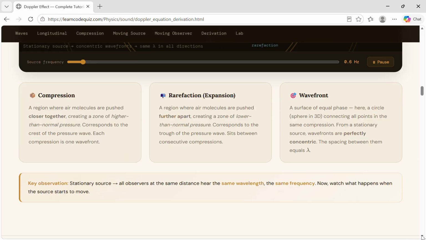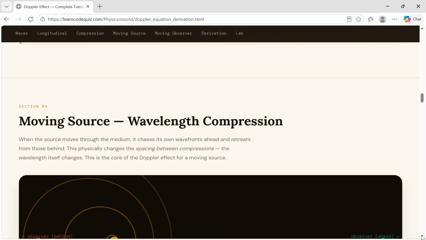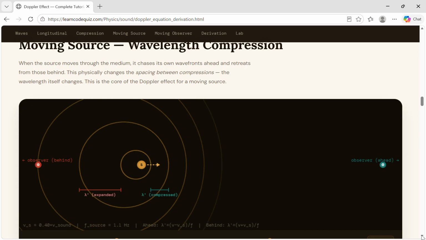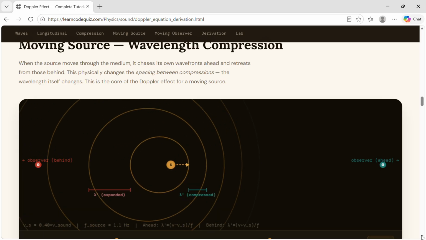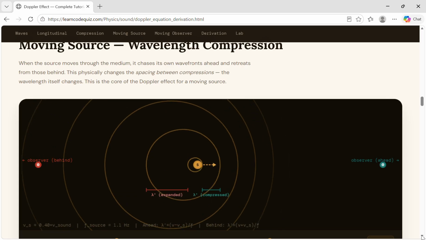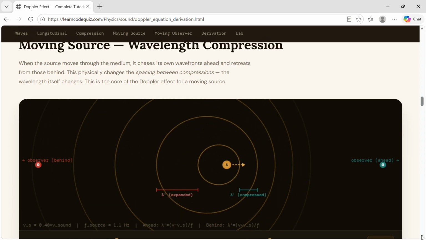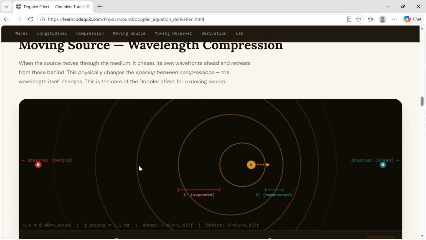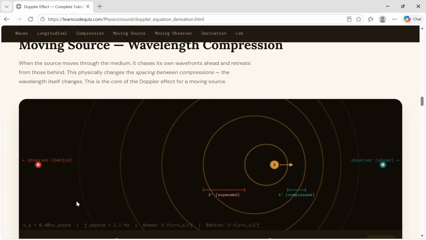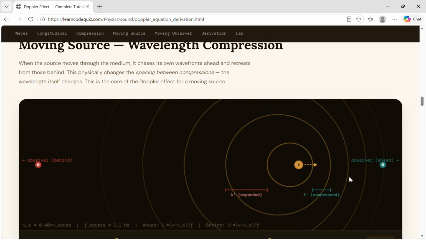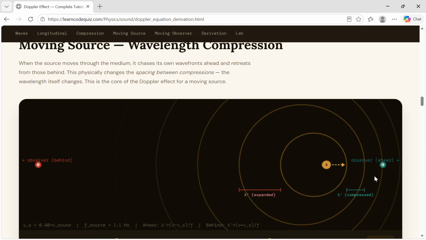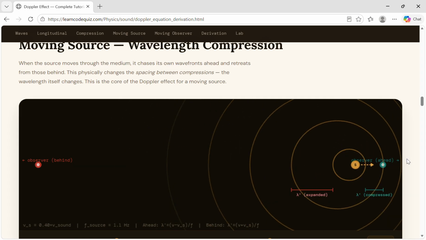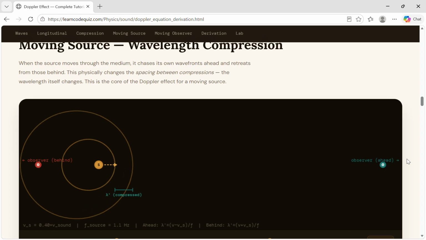So now comes the reason why we are talking about the Doppler effect. Suppose there is a source and an observer. Let's say you have two observers here, and the source is moving towards one and moving away from the other.